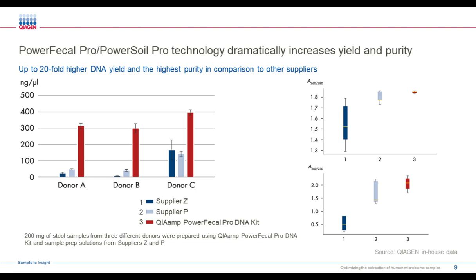And for donor C, we do get an improvement still with the new kit, but it's not quite as dramatic as with donors A and B. And that's interesting to know a little bit about the background here, in that donor A and donor B are both stool samples from older individuals, and donor C is a stool sample from a younger individual.